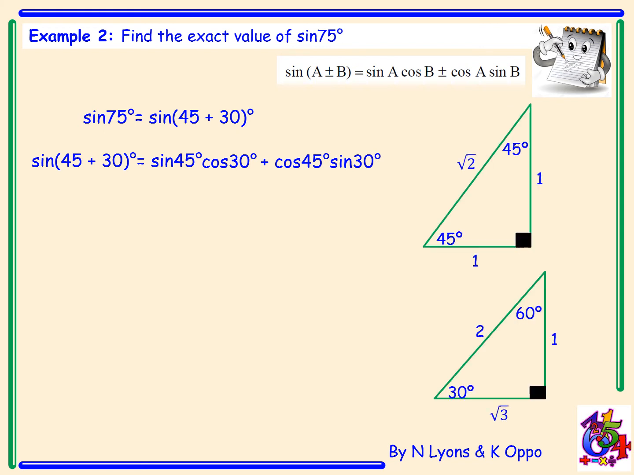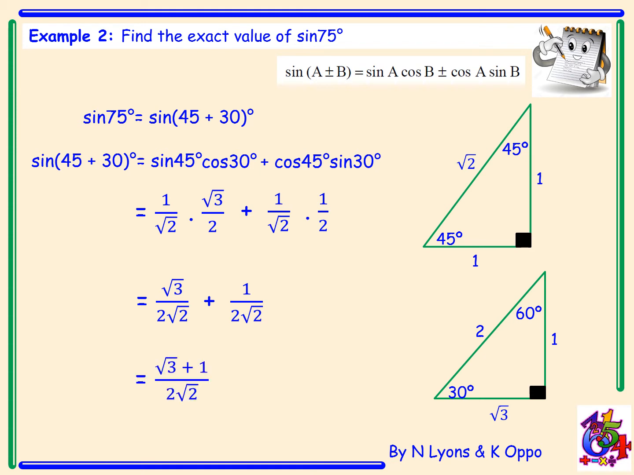Drawing our exact value triangles out, sine 45 is 1 over root 2 and cos of 30 is root 3 over 2. And then cos of 45 is 1 over root 2 and sine of 30 is 1/2. From there we can multiply the fractions together. So the first will become root 3 over 2 root 2 and the second will be 1 over 2 root 2. And finally we can just add these together and they already have the same denominator to get a final answer of root 3 plus 1 over 2 root 2.